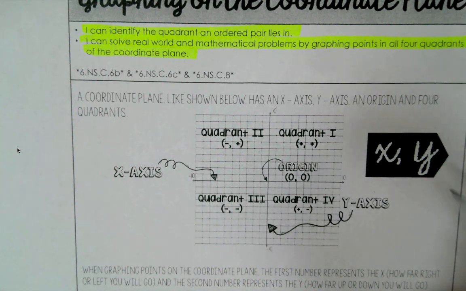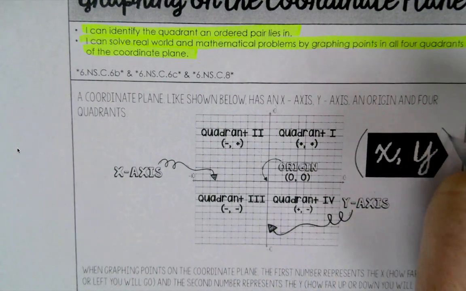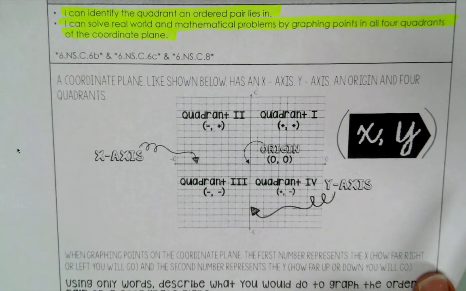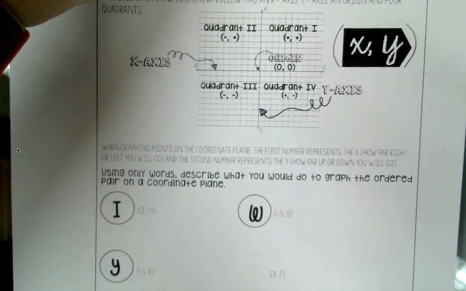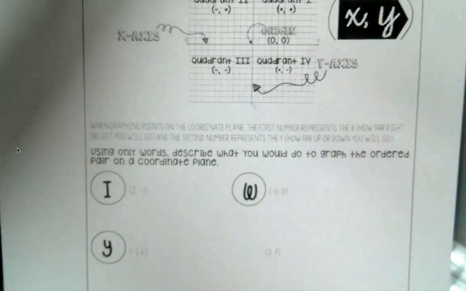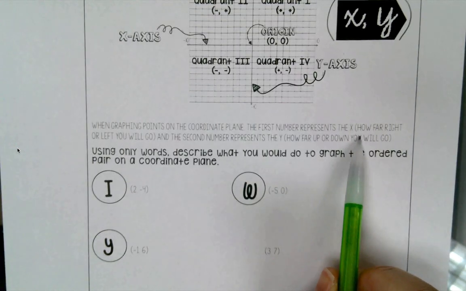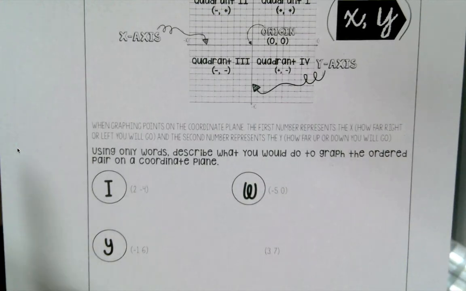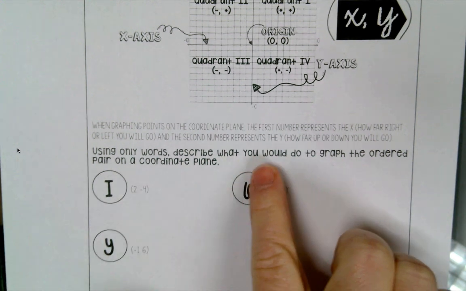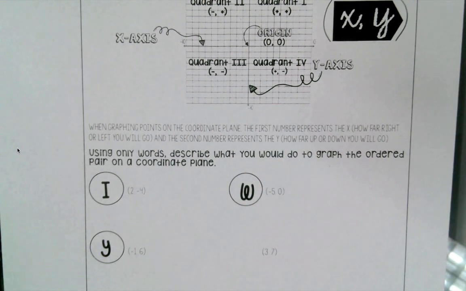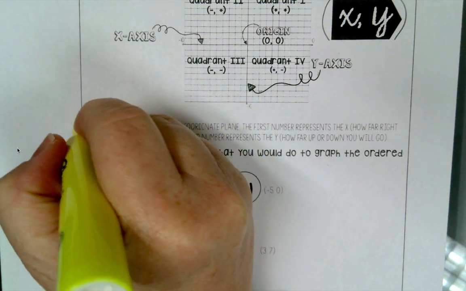And here is how we would identify an ordered pair. The thing that we need to understand, because you'll be asked to do this and we'll talk about it, is when graphing points on the coordinate plane, the first number represents the x, how far right or left you will go, and the second number represents the y, how far up or down you will go. So let's highlight that statement right there.